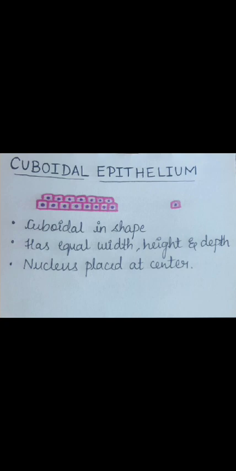Cuboidal cells have round or oval nuclei that are centrally located within the cell. When viewed under the microscope, cuboidal cells appear as square or cuboid-like cells organized in a single layer.